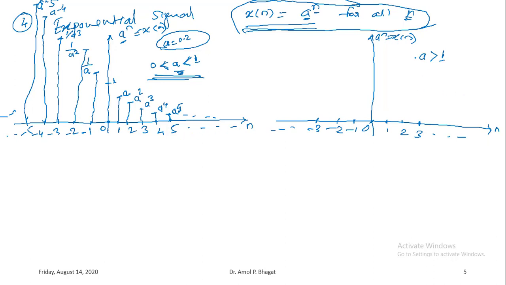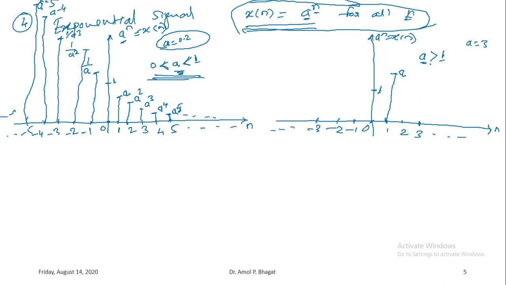So in this case, just for example, if I am taking the value of a equal to 3, then again for n equal to 0 the value of signal will be 1, because a to the power 0 will be 1. a to the power 1 will be a, but now this value will be greater than 1, because we have taken a greater than 1.